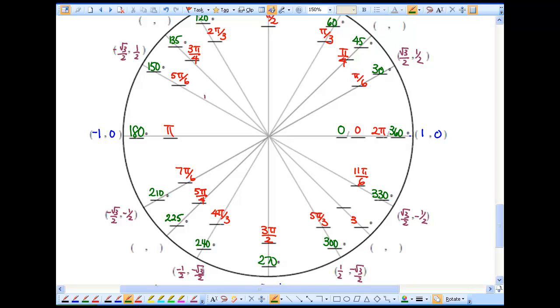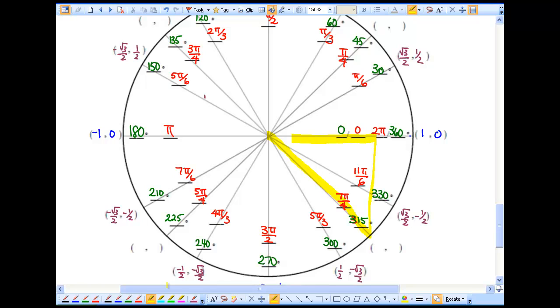Gotta keep this color coded. And I believe the radian measure is 7 pi over 4. Okay. This time, just for kicks, I'm going to go backwards. I will do this one first. 315.